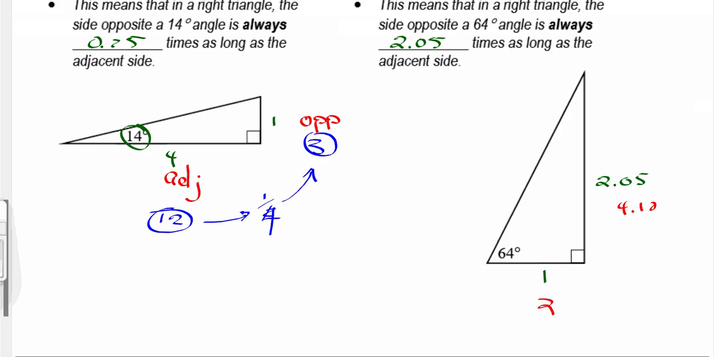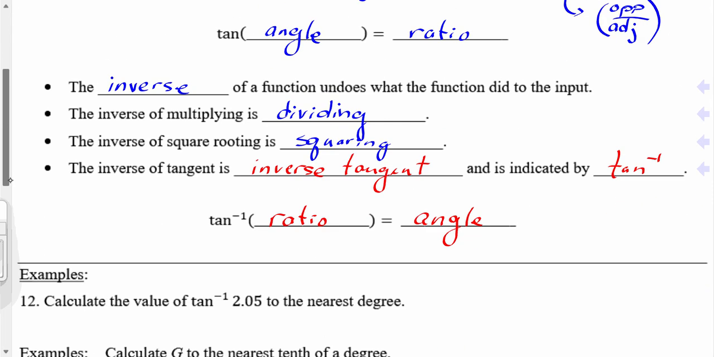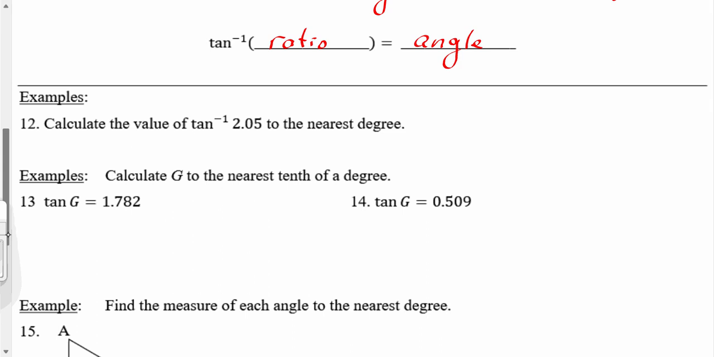If I want to work backwards, then I plug in this inverse tangent of 2.05, and often brackets are going to be important, so it's a safe idea to put in brackets, and then we're going to get this is equal to 64 degrees. Good? Hyman, you getting this down? Good.